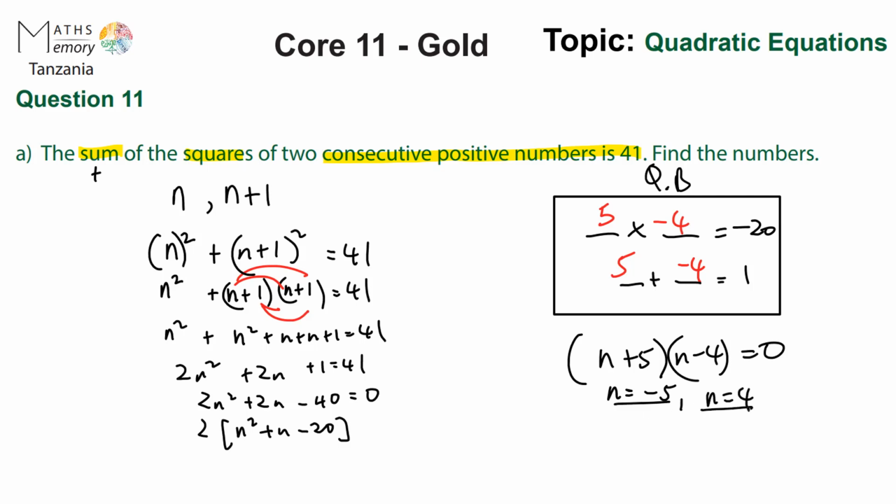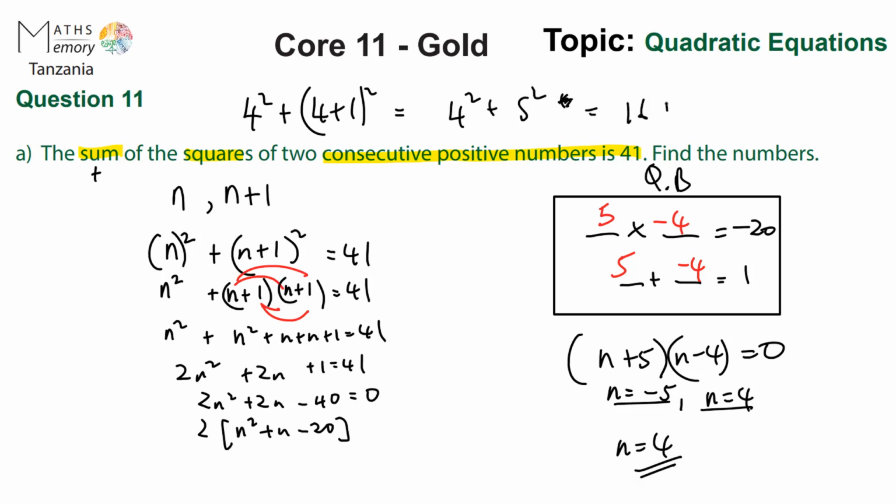So these are your two numbers, but n would equal 4 quite naturally. If n equals 4, let's plug it back into the original. Okay, so we got 4 squared plus 4 plus 1 squared, which is going to be 4 squared plus 5 squared, which is going to be 16 plus 25, 41. And this will work over here.